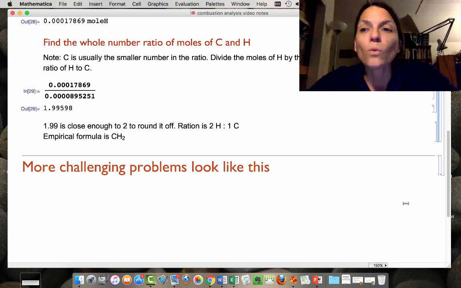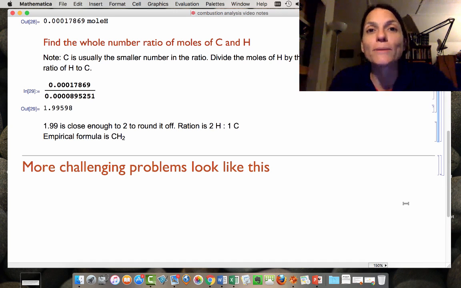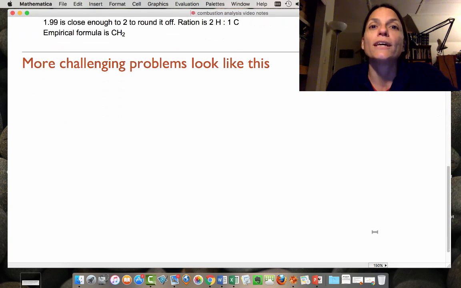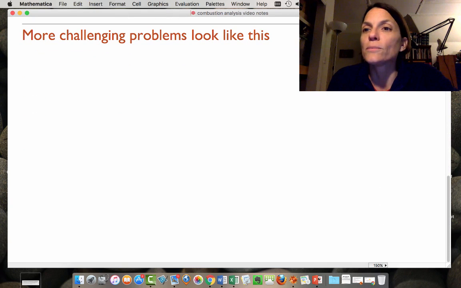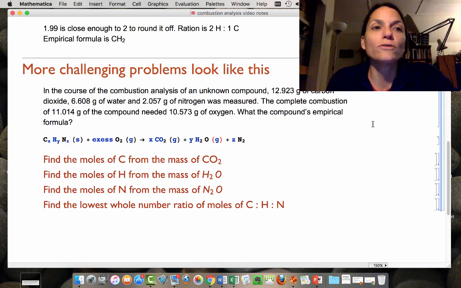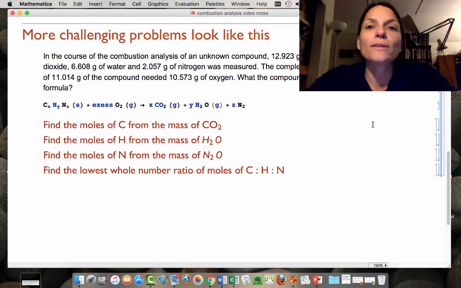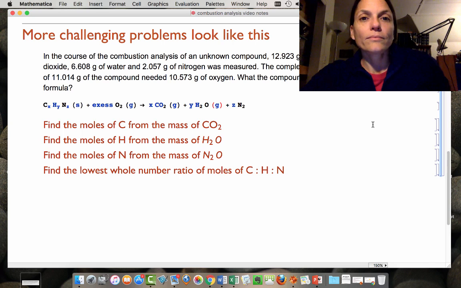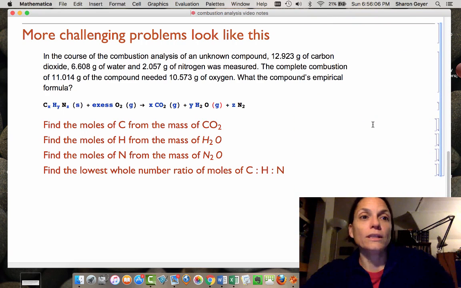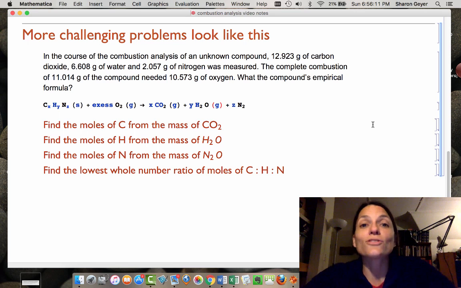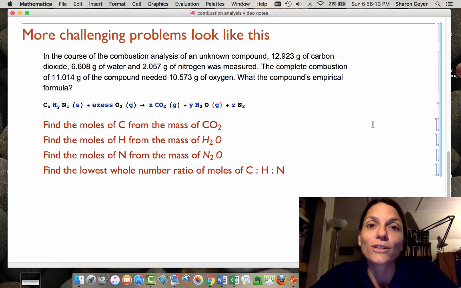Now, what about a more challenging problem? Sometimes, as I said at the beginning, we have nitrogen and sometimes we have oxygen. So here's a typical problem that would involve another step. In this question, we have an unknown compound that produces carbon dioxide, water, and nitrogen gas in the combustion analysis. So what we need to do is figure out the empirical formula of the compound.